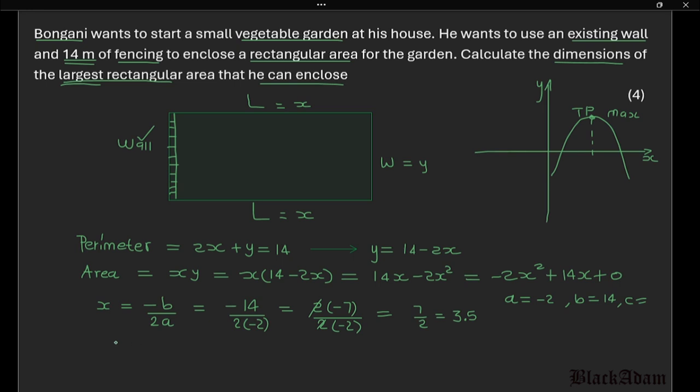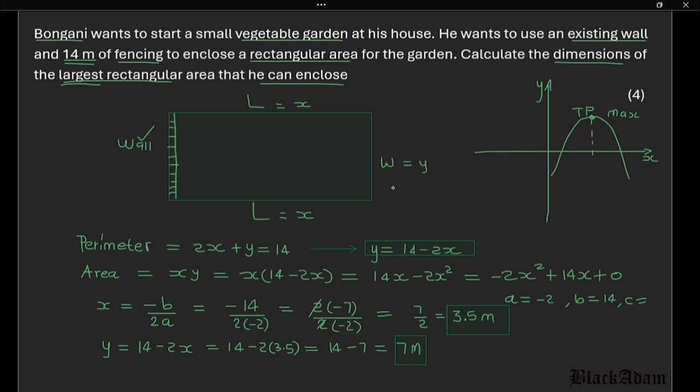We also know from the perimeter equation that y is 14 minus 2x. So y equals 14 minus 2 times 3.5, and you know that 3.5 times 2 is 7. So that's 14 minus 7, which is 7. So that's it. Our length will be 7 meters, our width will be 3.5.